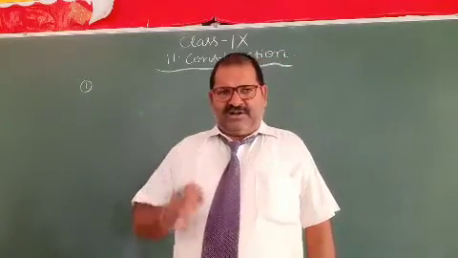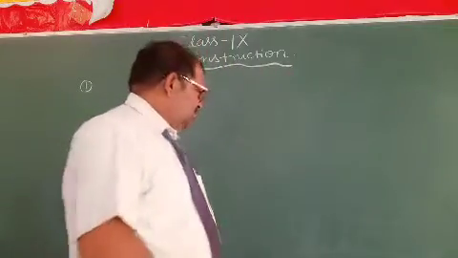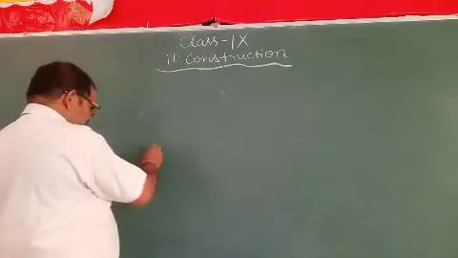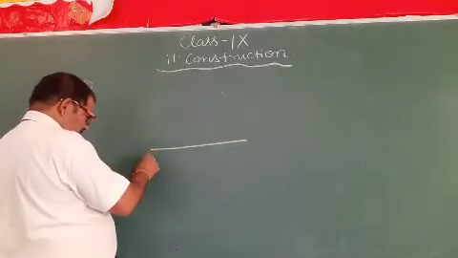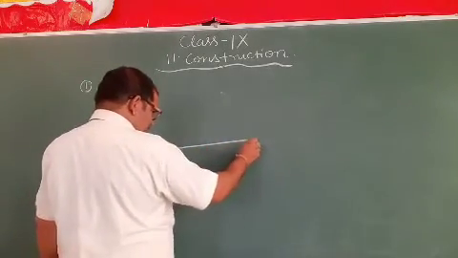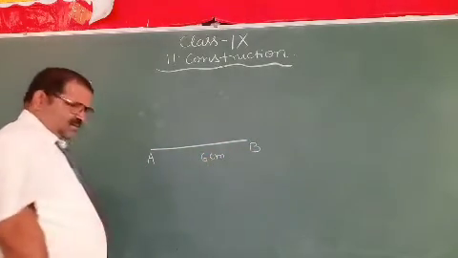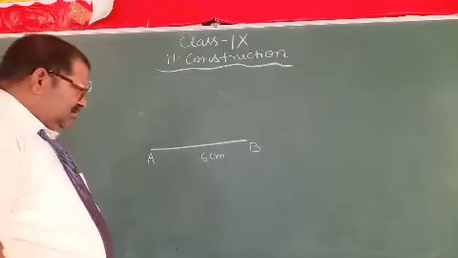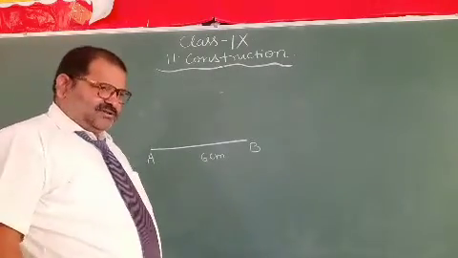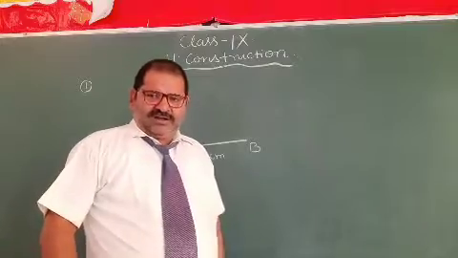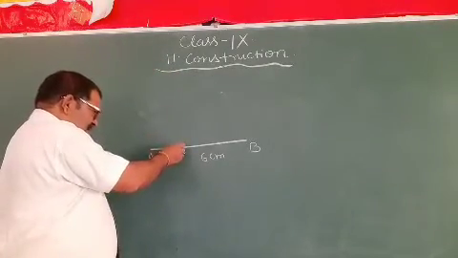So first we draw a line segment AB, 6 centimeter. Then we take a compass at the point A and draw an arc.